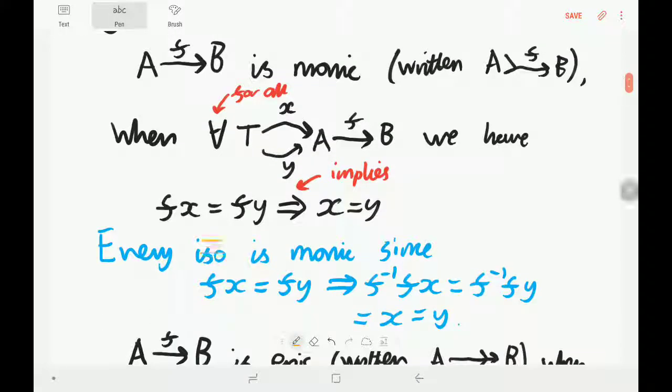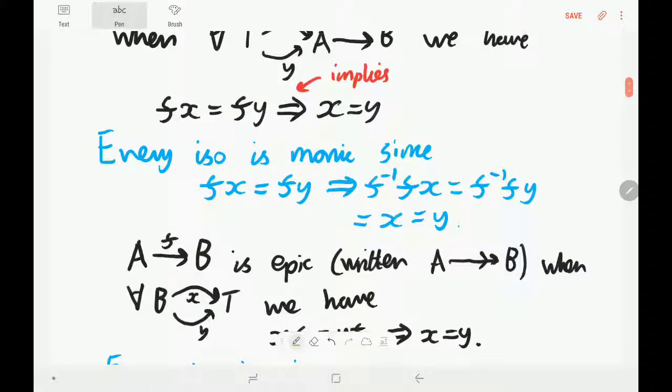Oh, by the way, monic is short for monomorphism, but we'll usually say monic. Anyway, every isomorphism, that is every iso, we use this abbreviation iso for that, is monic, since whenever we have FX equals FY, if it's iso, we have this inverse, so then we can just compose with the inverse to get X equals Y.